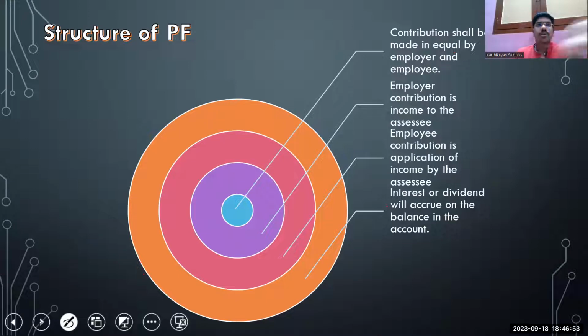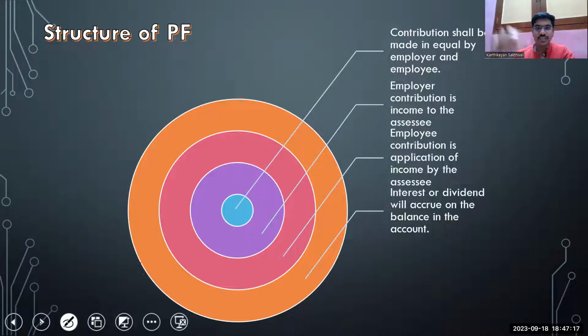Right. As far as Provident Fund is concerned, it is basically an arrangement between an employer and an employee to provide for his expenses, maybe after his retirement. Generally, if you cross 5 years of service, you are eligible to withdraw your PF as per the Provident Fund scheme. But generally, it is for the long-term benefit of the employee.